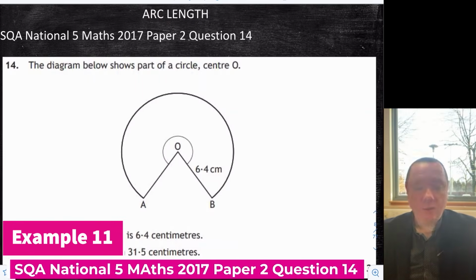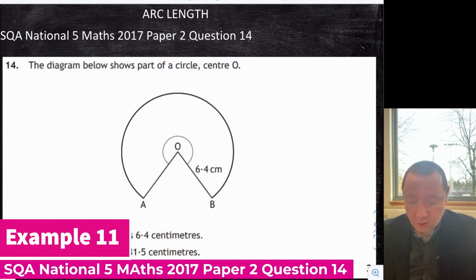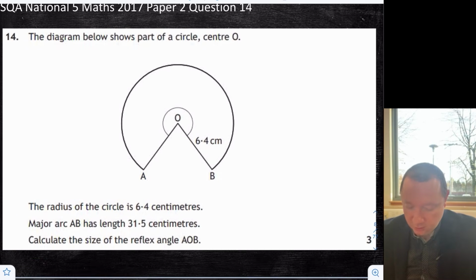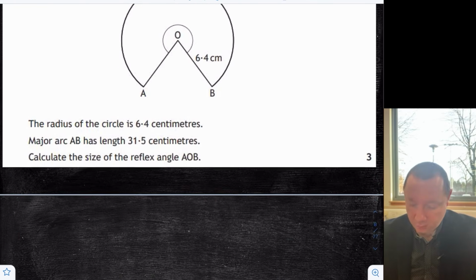SQA National 5 Maths 2017 Paper 2 Question 14 on arc length. The diagram shows part of a circle, centre O. It says the radius is 6.4, the length of the major arc is 31.5. Calculate the size of the reflex angle AOB, in other words this angle here. So we're just using arc length again and working backwards. So we'll just write down everything we've got.